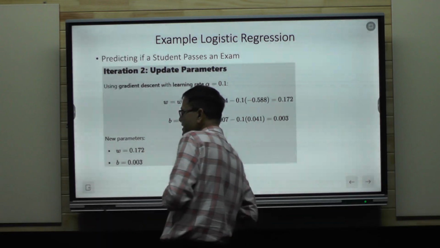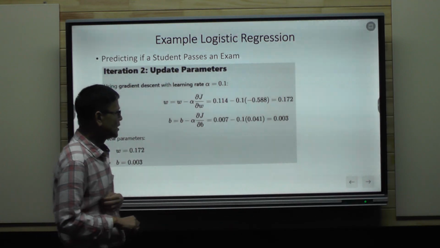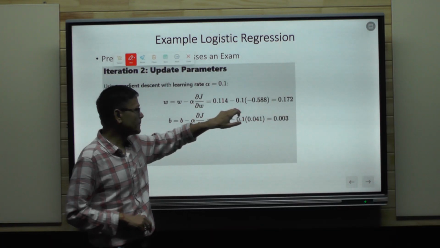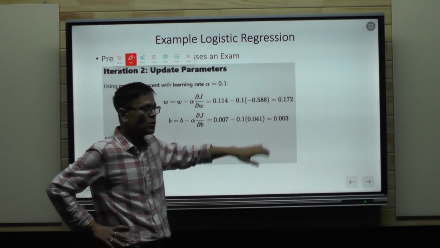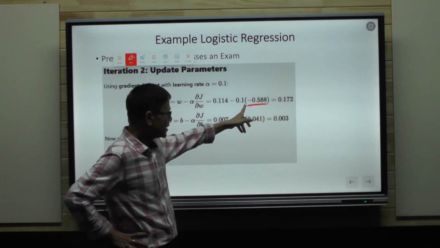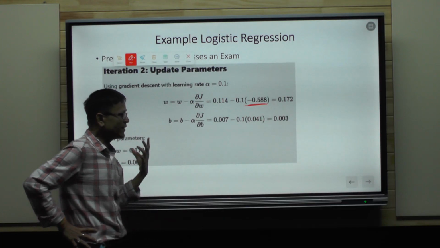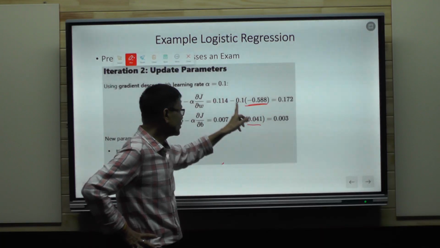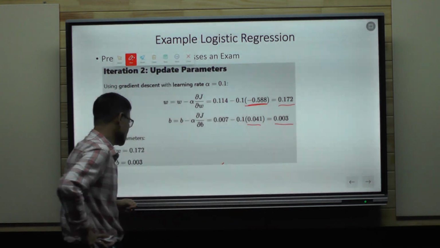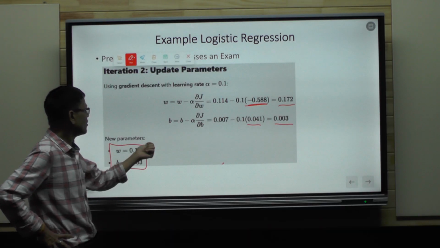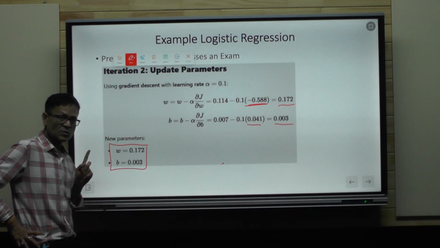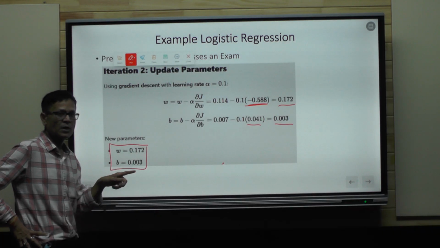Okay, so in the second iteration we will update the weights. Previously we were using the weight 0.114 and the bias 0.007. Now we have the partial differentiation values for weight and bias respectively. Doing the calculation, putting them into the equation, the weight becomes 0.172 and the bias becomes 0.003. So these are the two parameter values for the equation of a straight line, which you have got after the second iteration. Now you have to iterate for the third.